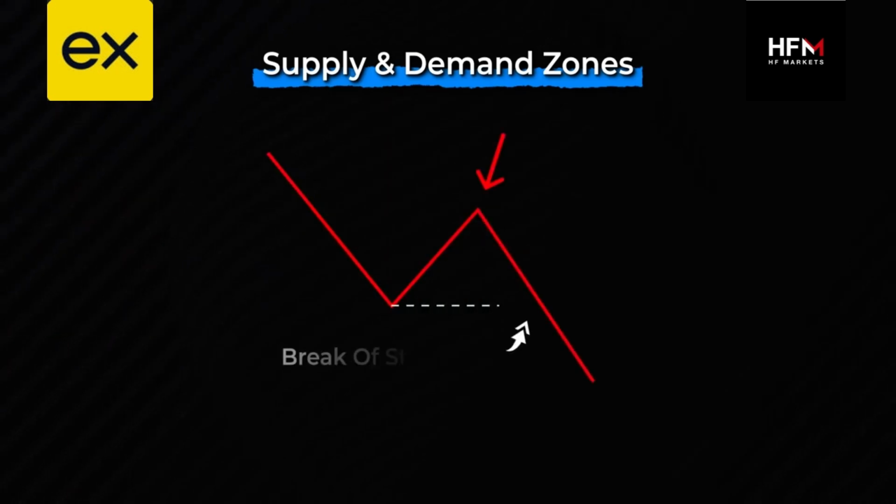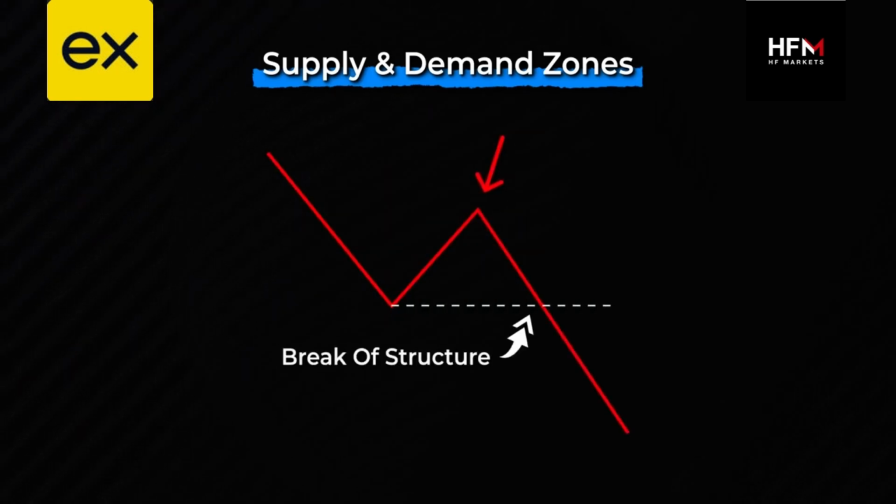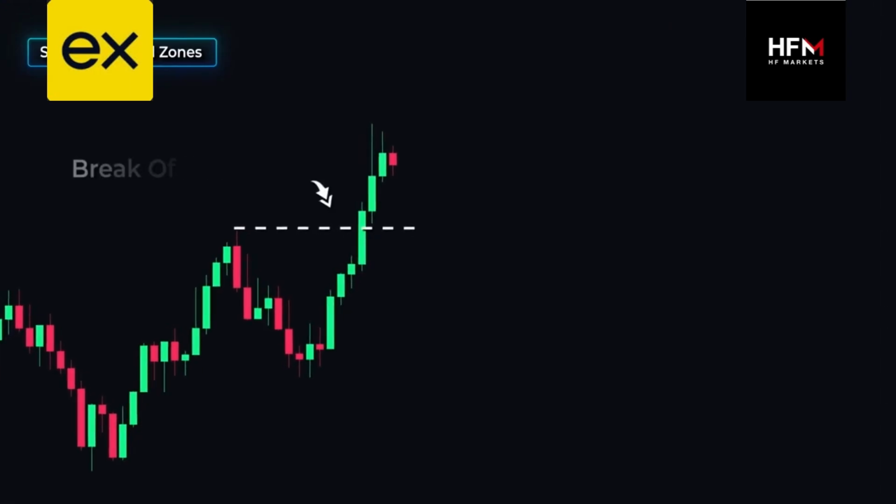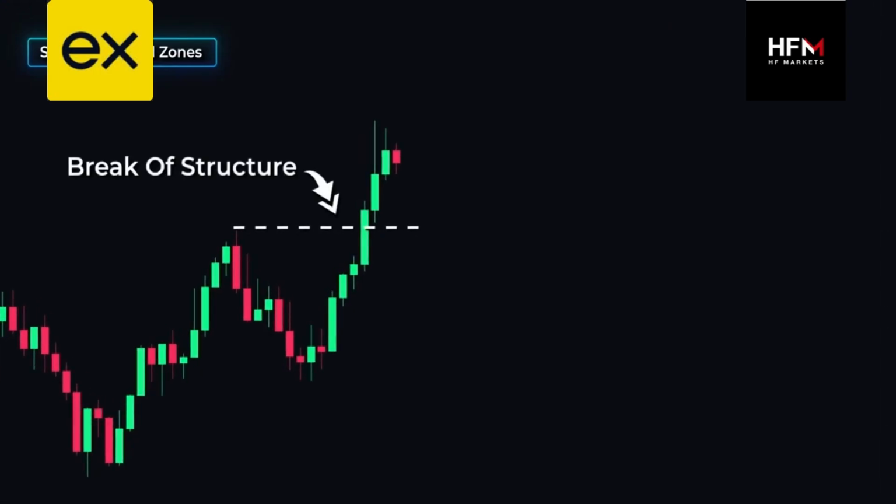Similarly, in a downtrend, the area right before the sharp drop that led to that break of structure is called a supply zone. Returning to our original example, since we've already identified a break of structure, finding the demand zone becomes easier. We look at the area right before the sharp move that led to that break of structure. In this case, price began its sharp move upwards at this point.